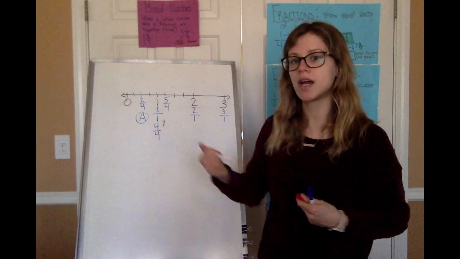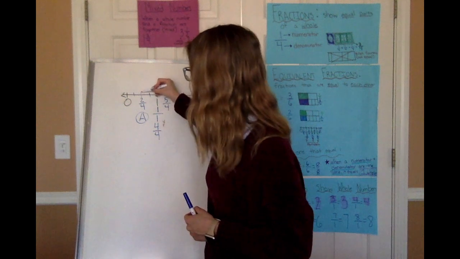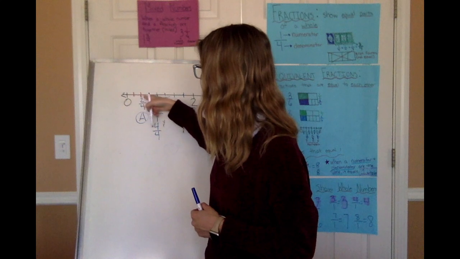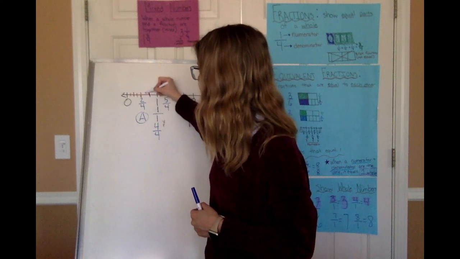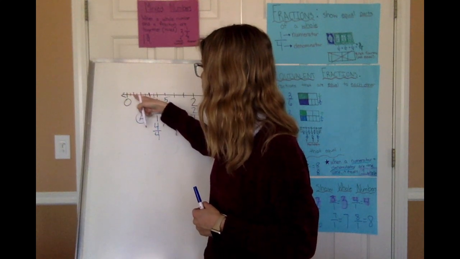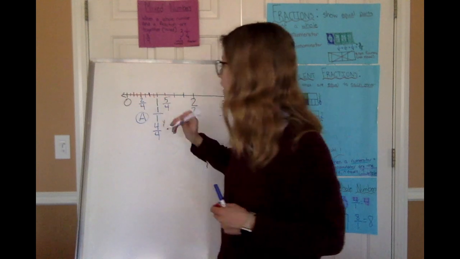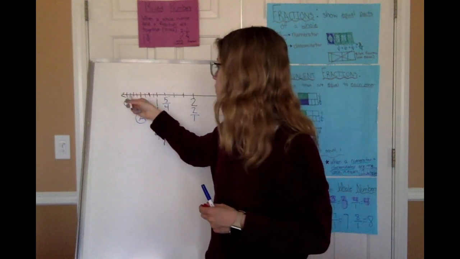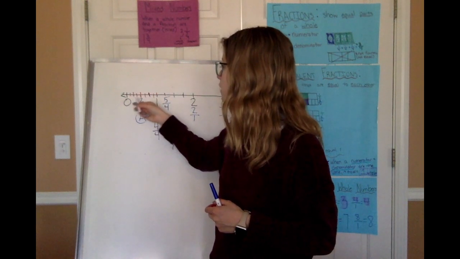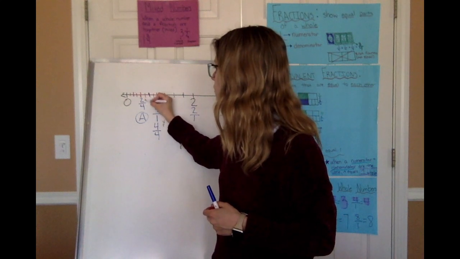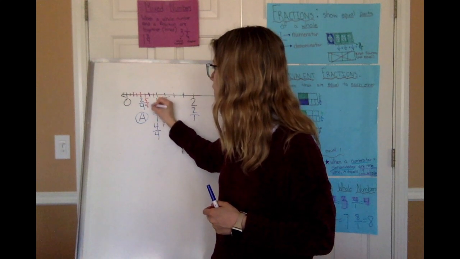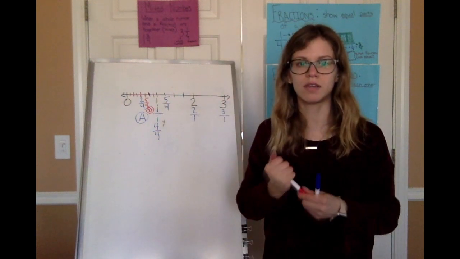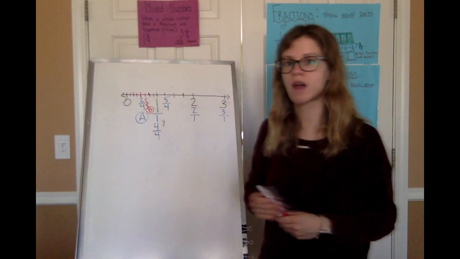I could figure out 5/8 by separating my line into 8 parts. So a line in the middle, make 1, 2, 3, 4 parts. And then making sure I have 1, 2, 3, 4, 5, 6, 7, 8 parts. So now I'm going to count to see what 5/8 is. So 1/8, 2/8, 3/8, 4/8, 5/8. And that's where Ant B rested.